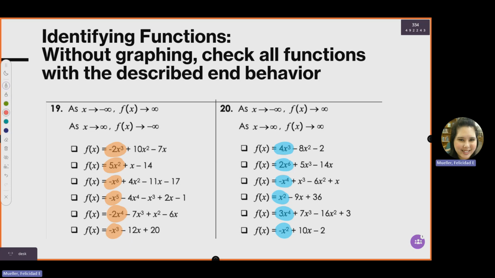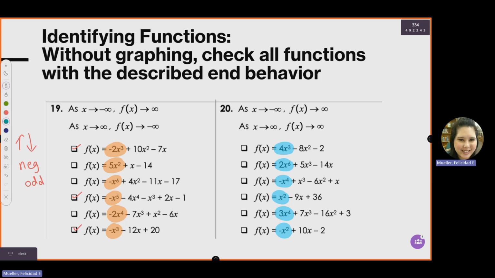All right, let's go ahead and check your work. So on 19, we have up and then down. So this is a negative odd. So the first one, the third one, not the third one, I'm sorry, the fourth one and the last one.